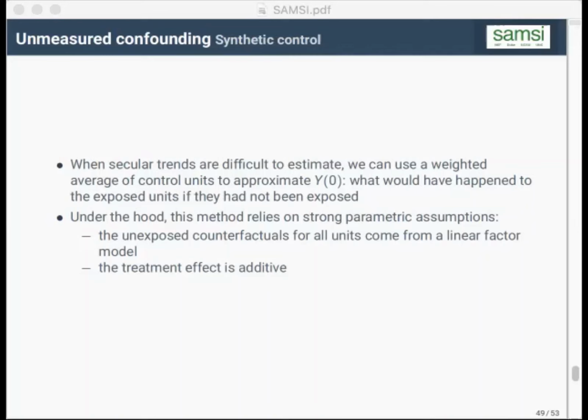Just like difference in differences, under the hood, this method relies on strong parametric assumptions, despite being really intuitive and seemingly quite simple. In particular, the unexposed counterfactuals for all units have to come from a linear factor model, and the treatment effect has to be additive.